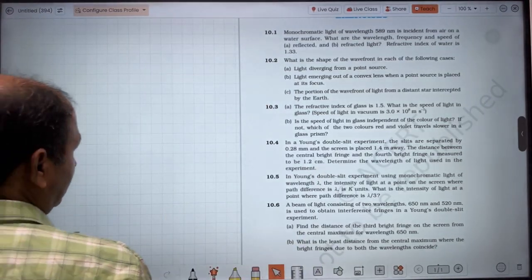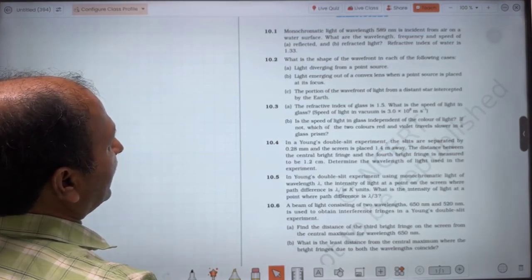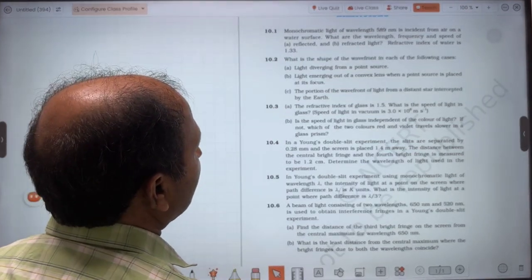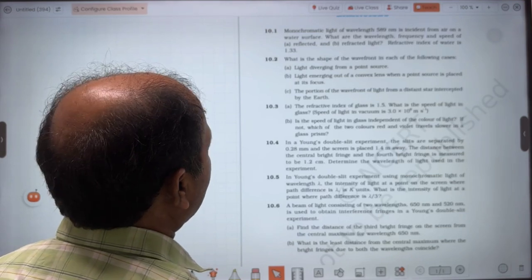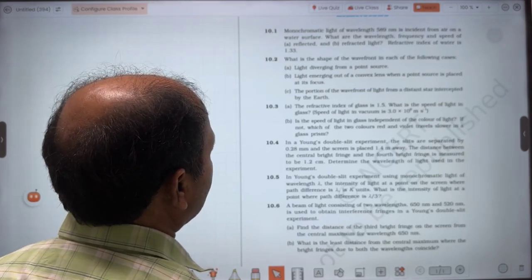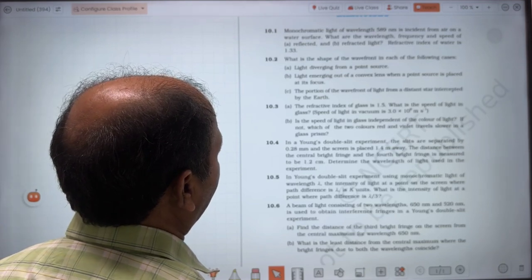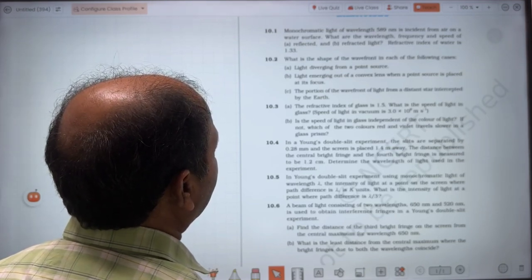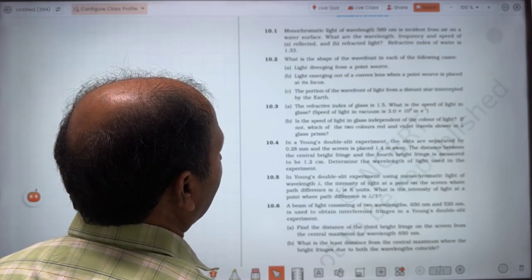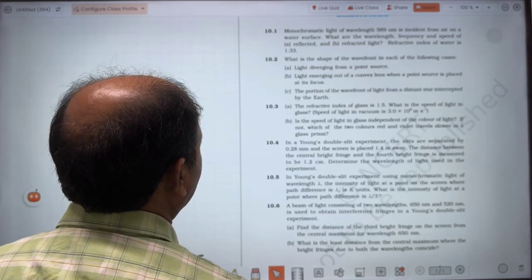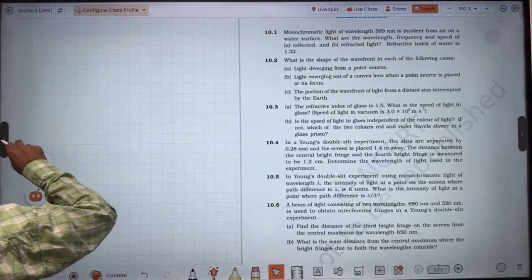Now we are going to see the next question. The next question says, in Young's double slit experiment, the slits are separated by 0.28 millimeter and the screen is placed 1.4 meter away. The distance between the central bright fringe and the fourth bright fringe is measured to be 1.2 centimeter. Determine the wavelength of light used.